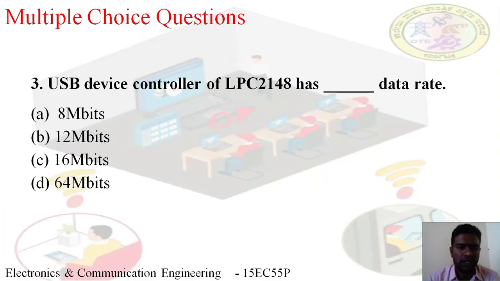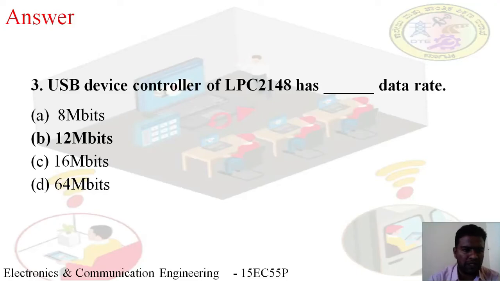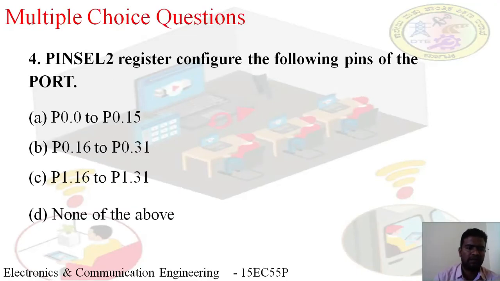Third question, USB device controller of LPC 2148 has dash data rate. Option A 8 megabits, option B 12 megabits, option C 16 megabits, option D 64 megabits. The answer is option B, 12 megabits.